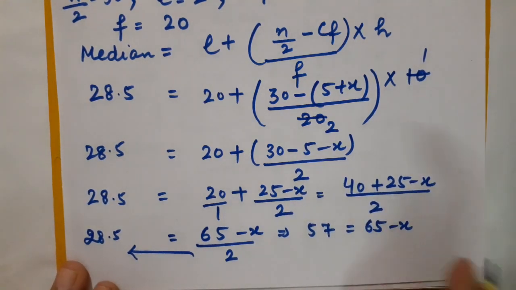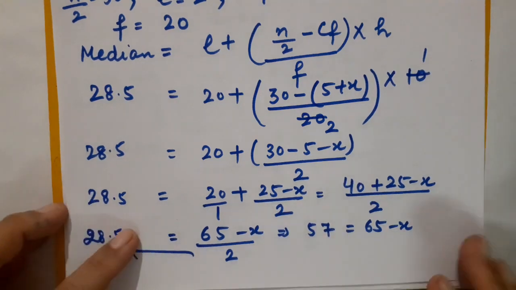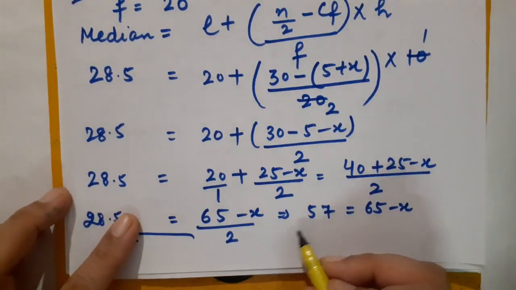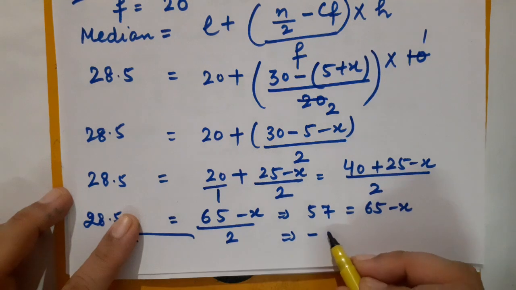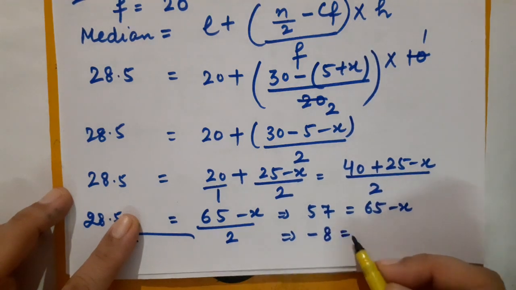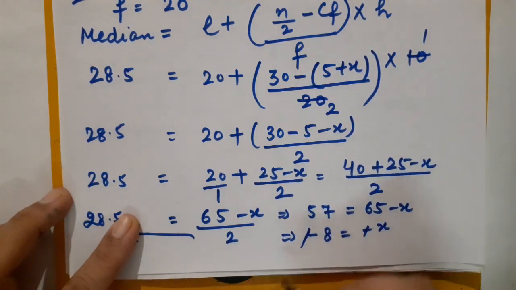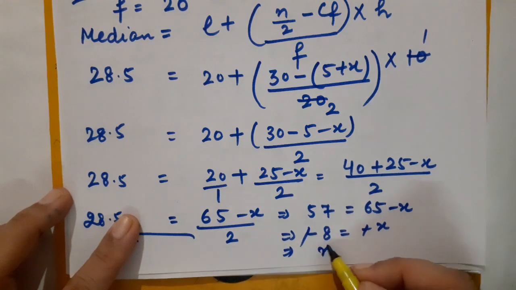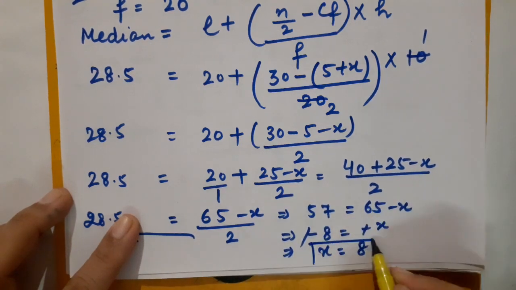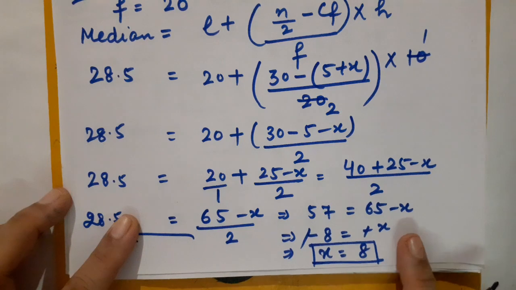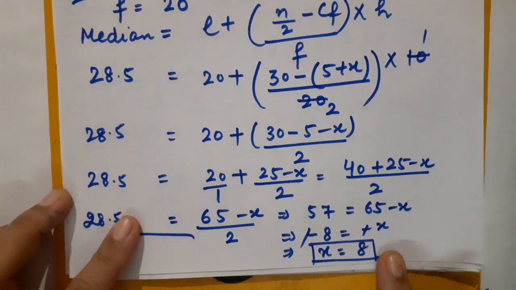Okay. So you take this 65 to the left hand side, it would become minus 65 plus 57, that is equal to minus 8 is equal to minus x. Minus and minus are going to be cancelled. So x is equal to 8. This is the value of the very first missing frequency. Correct?